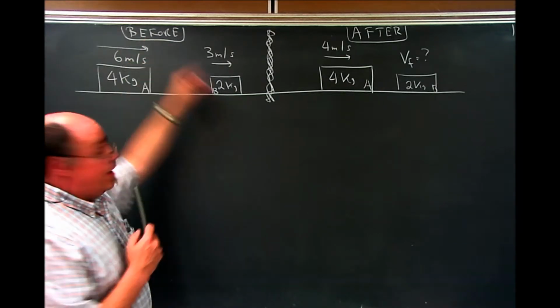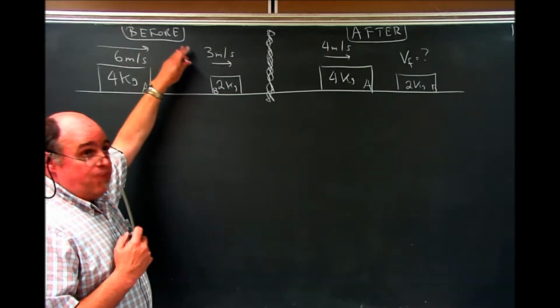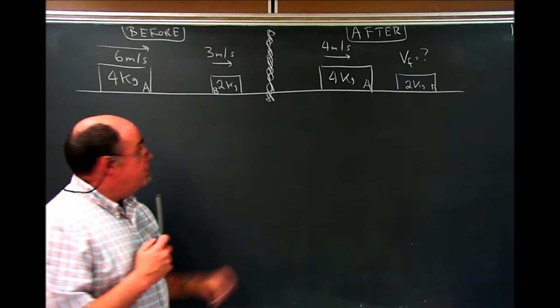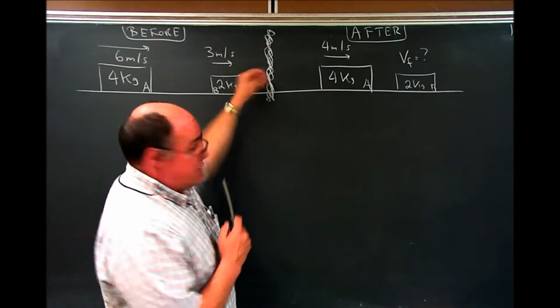So what I've drawn to the left here is a before the collision picture, and this little squiggly line here would represent the collision as it happens.